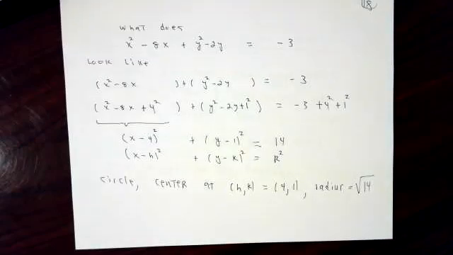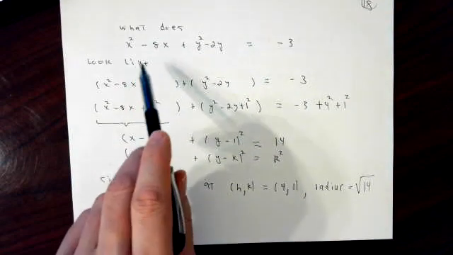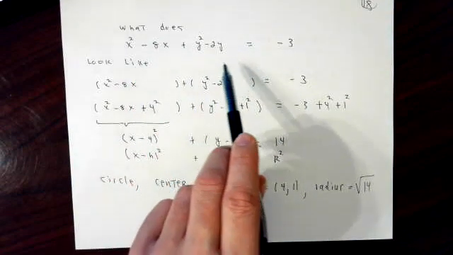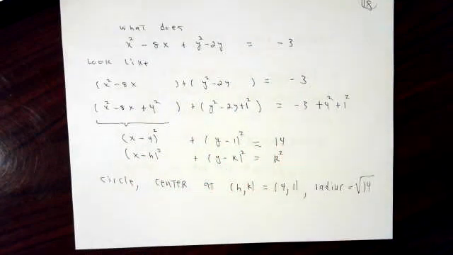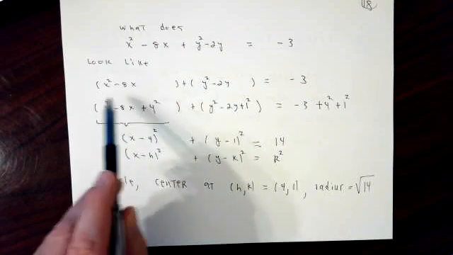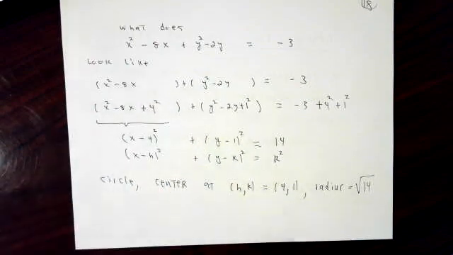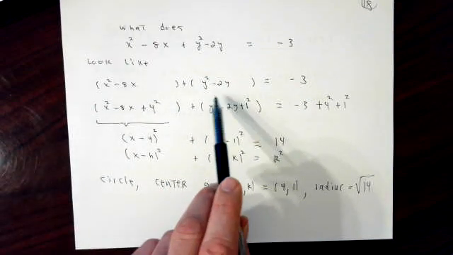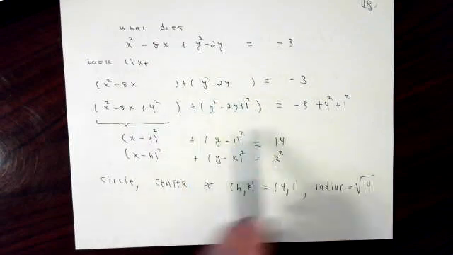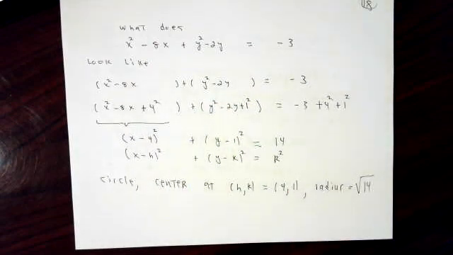Our application of this, I'm just going to plop this equation down in front of you. x squared minus 8x plus y squared minus 2y is negative 3. And I want to know what that looks like. If you'll notice, I can regroup stuff: x squared minus 8x off by itself, y squared minus 2y off by itself, equals negative 3. And then what we're going to do is complete the square twice.